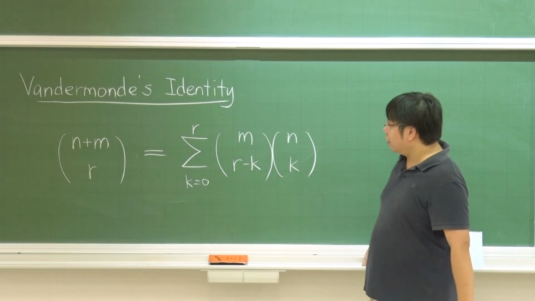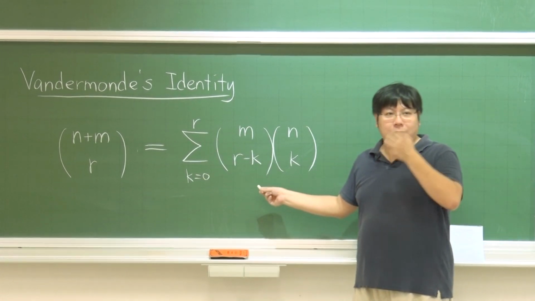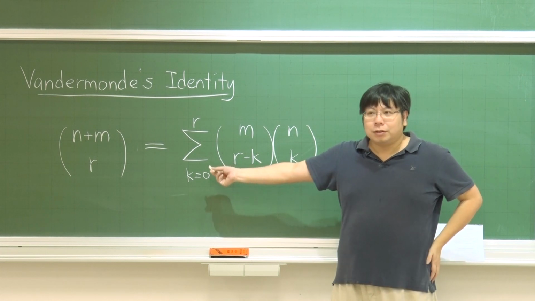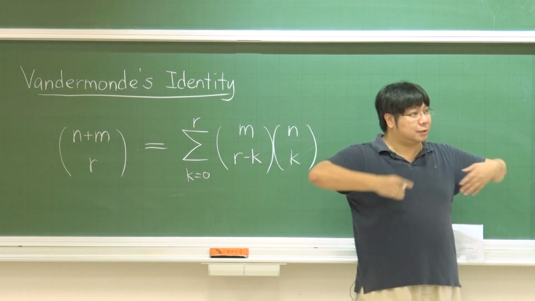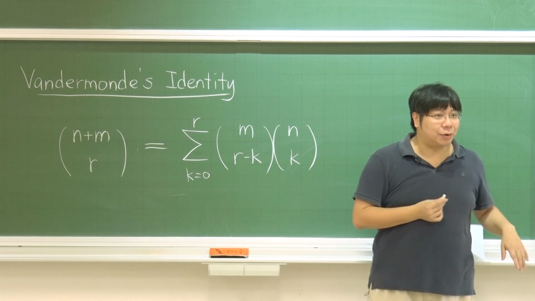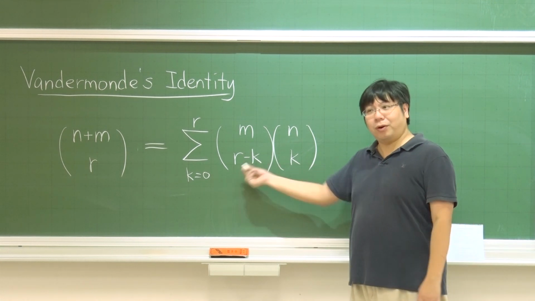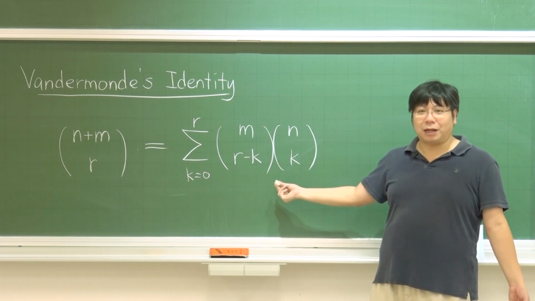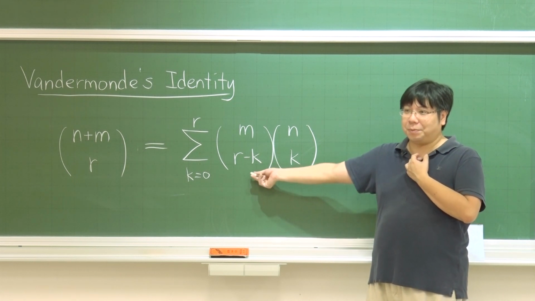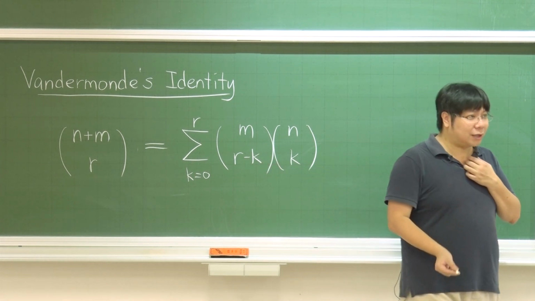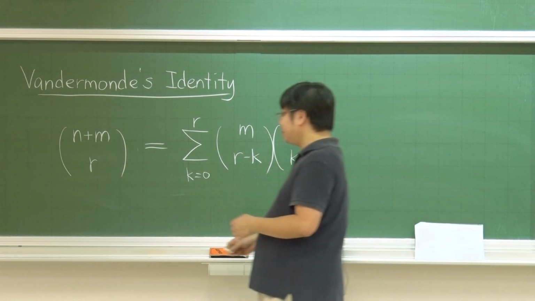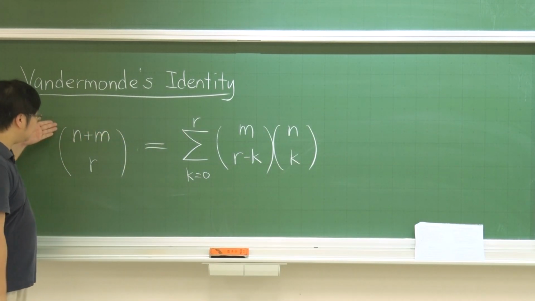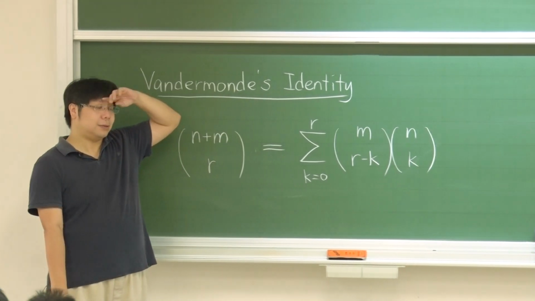First of all, on the right hand side, this is not just one term. It is the summation of r terms. So this is difficult already. And also each term is a product of two binomial coefficients, two terms. And this makes it even more complicated. But on the left-hand side, it's so simple. It is n plus m choose r.